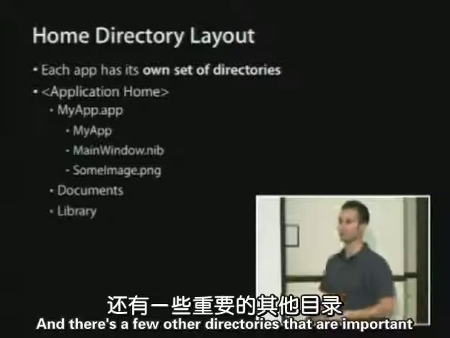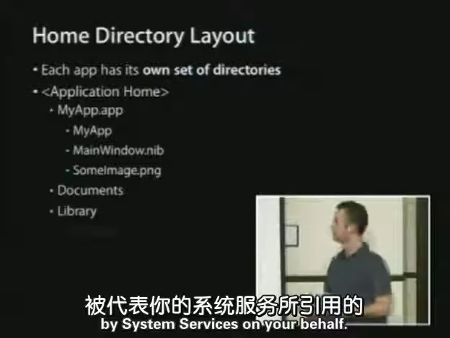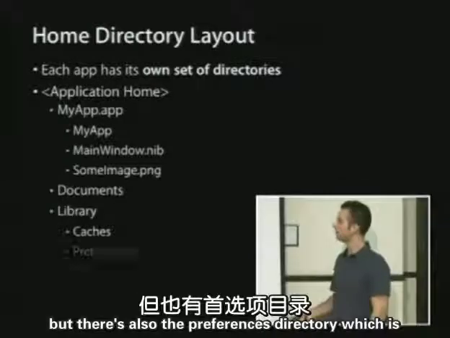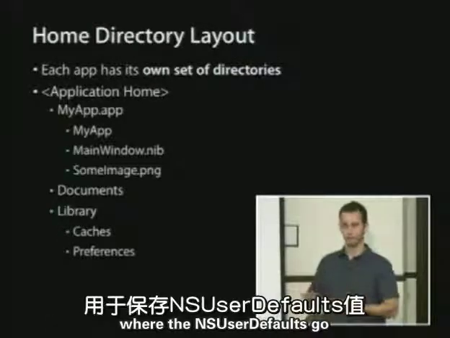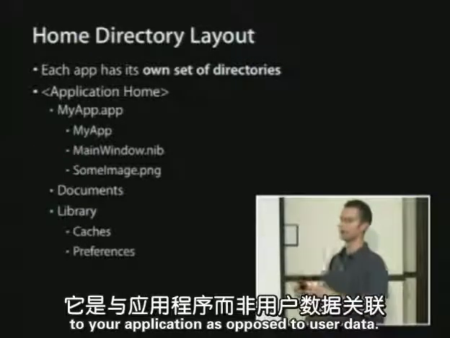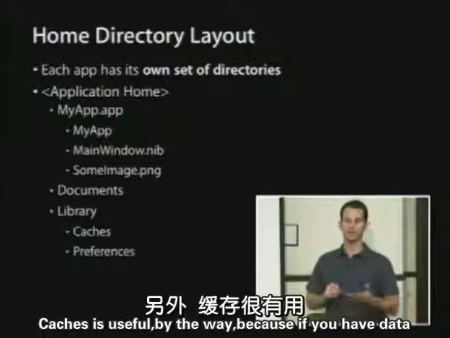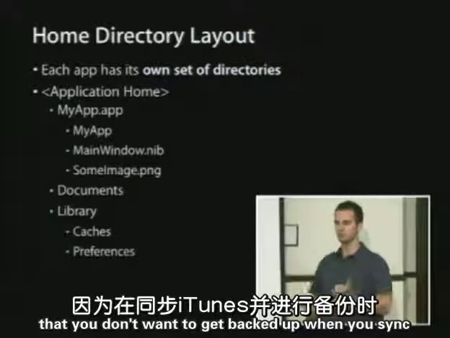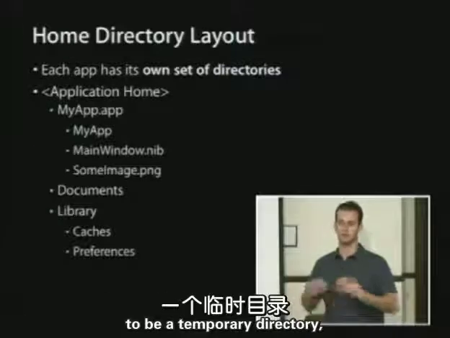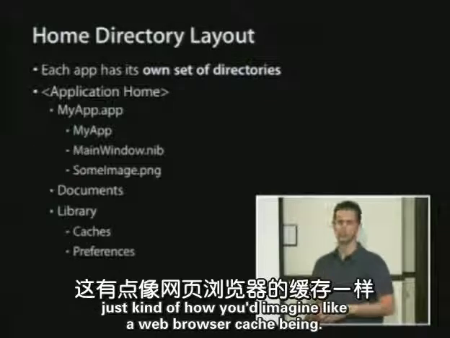And there's a few other directories that are important, like library. And these are often used by system services on your behalf. Like if you want to write temporary files, you can do so in the caches directory. But there's also the preferences directory, which is where the NS user defaults go, or anything else you want to have. It's kind of more tied to your application as opposed to user data. Caches is useful, by the way, because if you have data that you don't want to get backed up when you sync with iTunes and do a backup, the caches don't get saved off. They're really intended to be a temporary directory, stuff that you don't need permanently, just kind of how you'd imagine a web browser cache being.